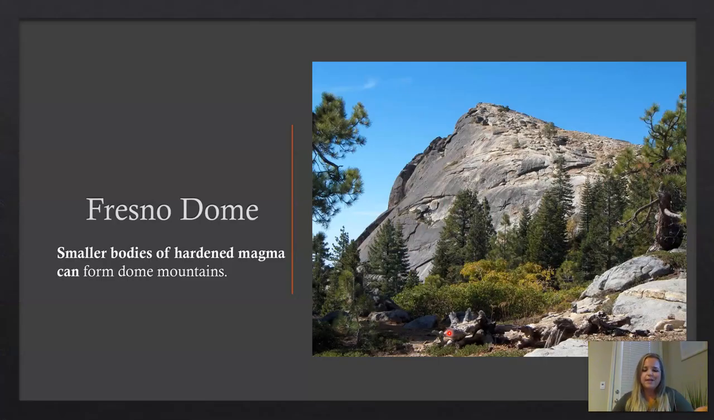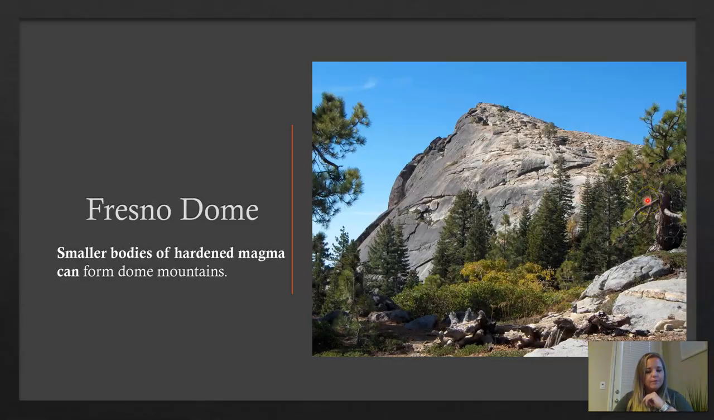Fresno Dome is another type of feature that we might see from one of these plutons. As the pluton comes to the surface and hardens, oftentimes it forms kind of a dome because it looks kind of like a magma chamber, a sort of dome shape. If that hardens over time and then is exposed at the surface from erosion, which we'll talk about in the next module a little bit more, it will form a nice dome like you see Fresno Dome.